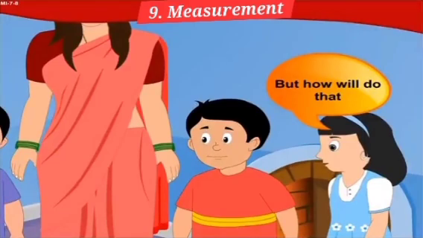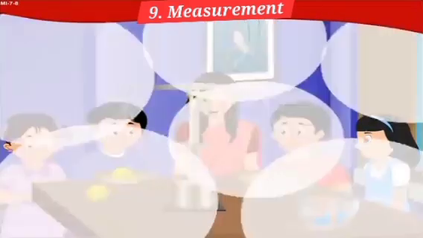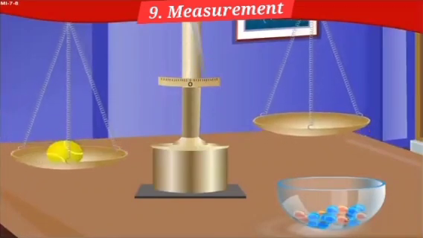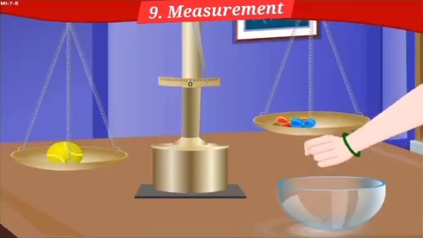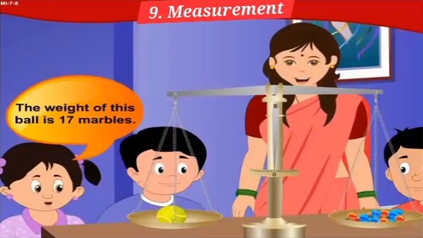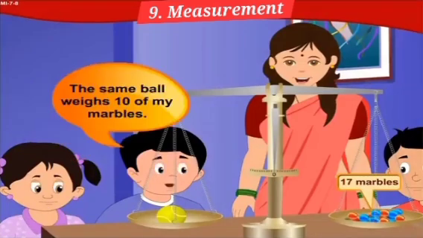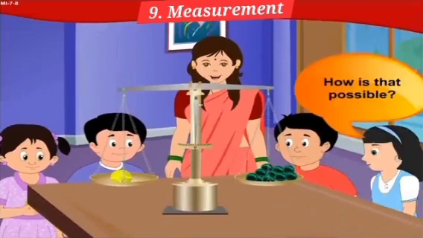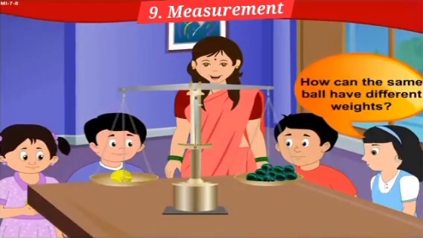Good question. Here we will take this balance with us. On one side we'll put the ball and on the other side we'll put the marbles. With the help of these marbles, we'll find out the weight of the ball. The weight of this ball is 17 marbles. But I have different kinds of marbles. The same ball weighs 10 of my marbles. How is that possible? How can the same ball have different weights?